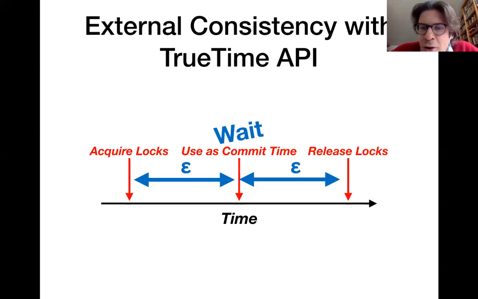Now, this is what it looks like here, illustrated graphically. So we have the time at which we acquire the locks, and then we use that plus epsilon as the commit time. Then we wait for 2 times epsilon, and finally we release our locks. So that is a key point of how they achieve external consistency in the Google Spanner system.